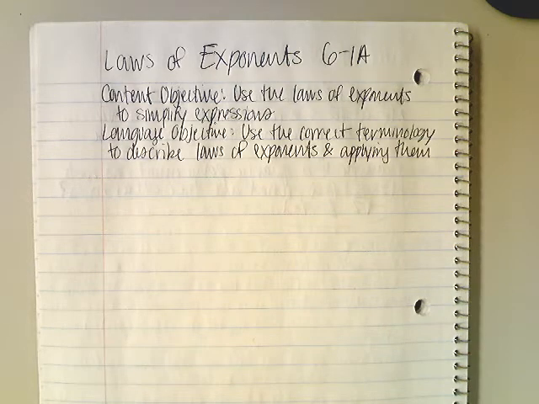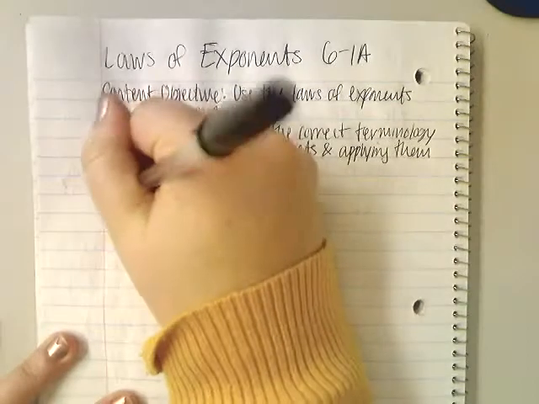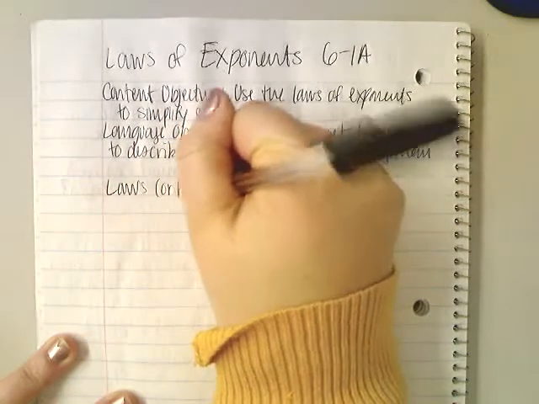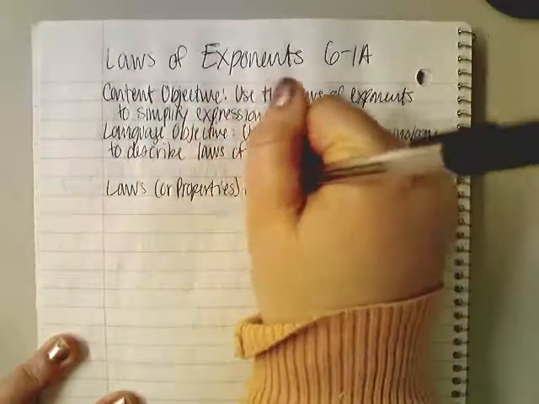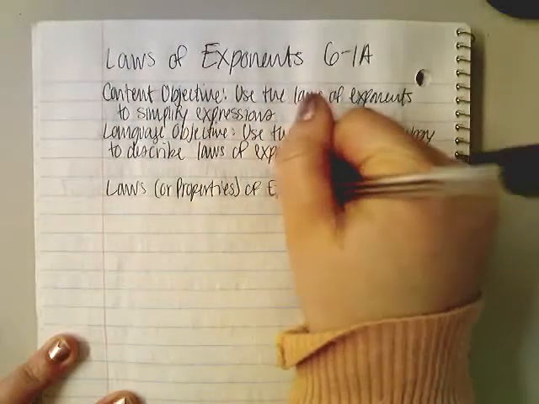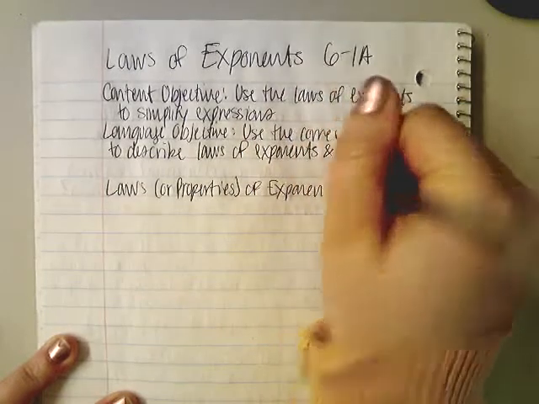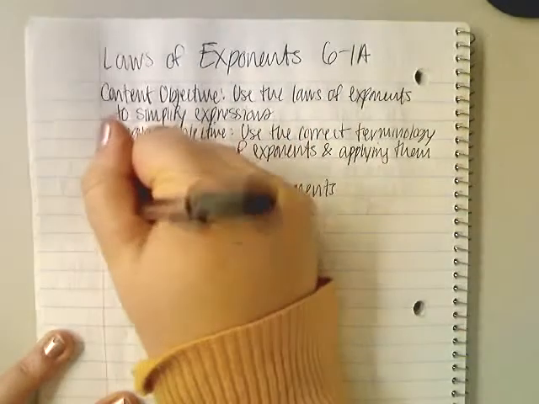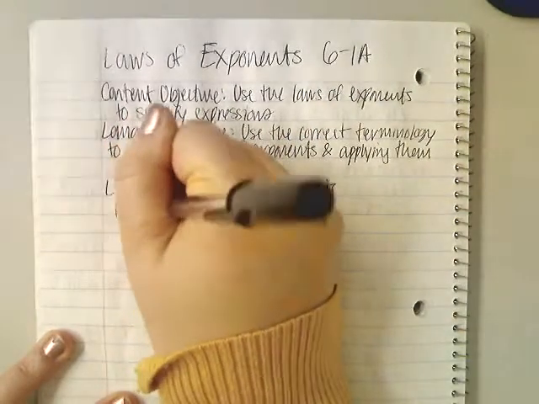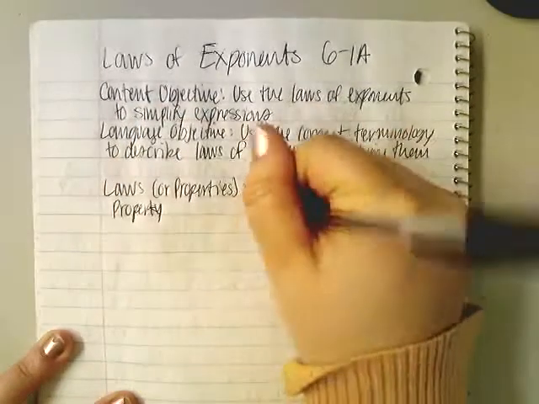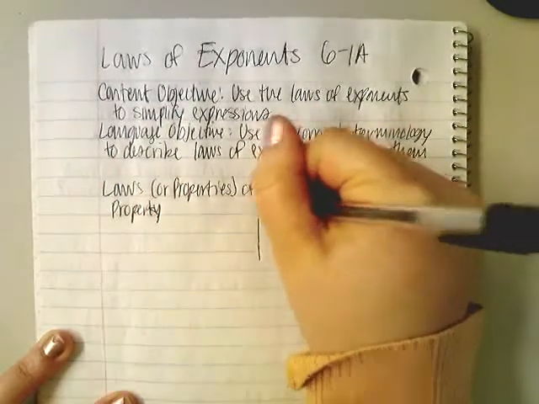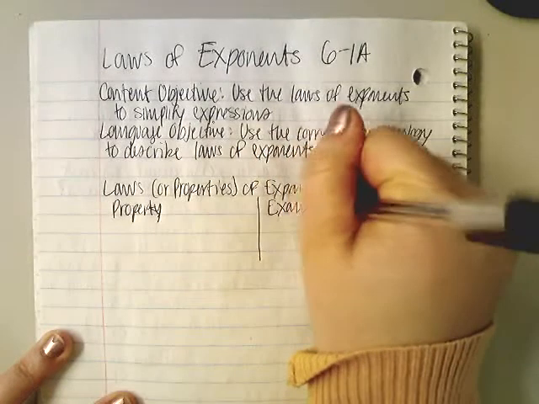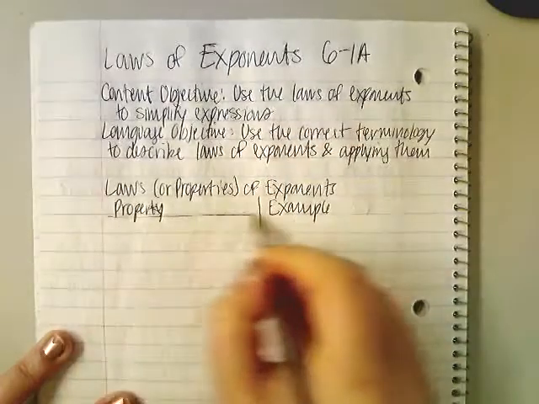So let's jump in with going over what these laws or properties actually are. So I'm going to make a little table here. So the laws or properties of exponents. So over here, I'll put the property or law. And over here, I'll do an example of how to apply or use that law.